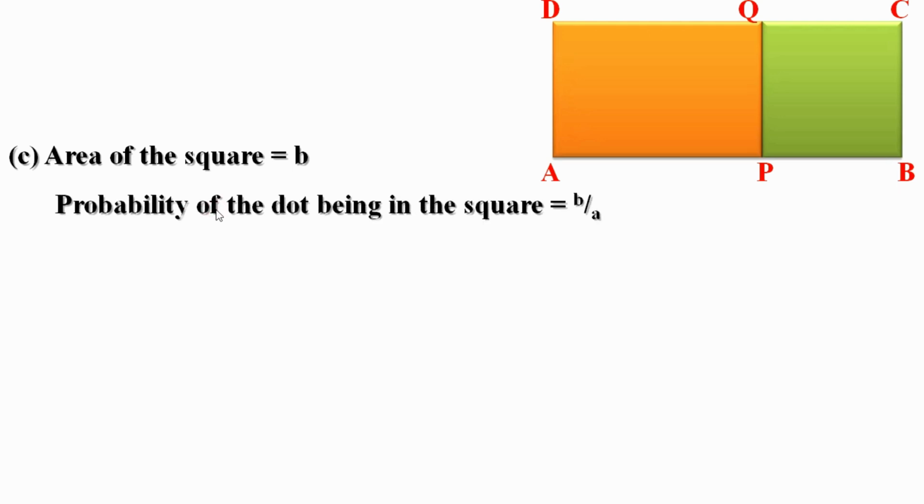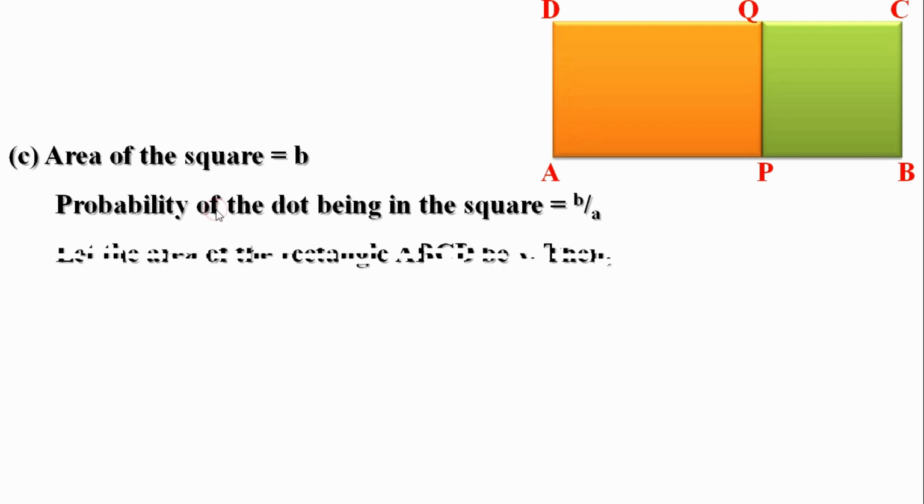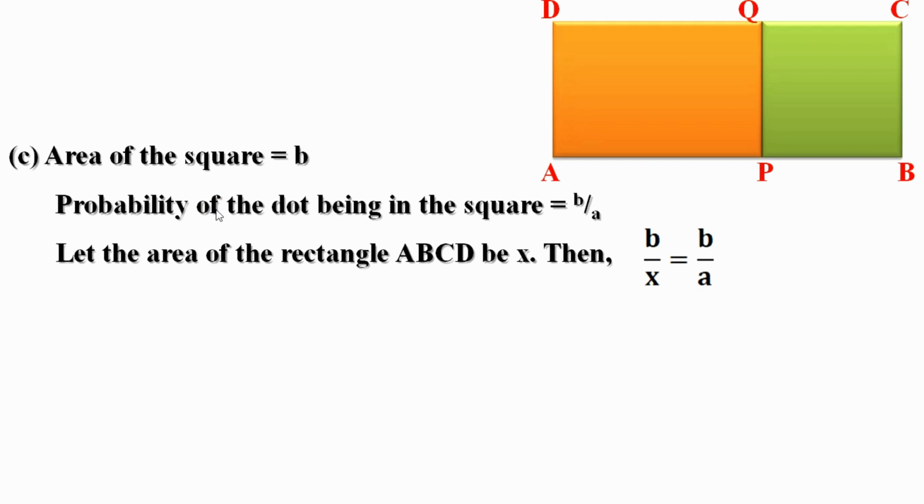Now the third part of the problem, given that the area of the square equals B. The probability of the dot being in the square equals B by A. Let the area of the large rectangle ABCD be x. Then the probability of the dot being in the square can be calculated as B by x. But it is equal to B by A. Therefore, B by x equals B by A. That means x equals A.